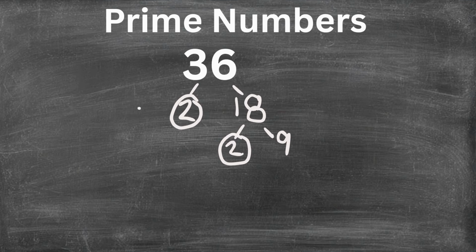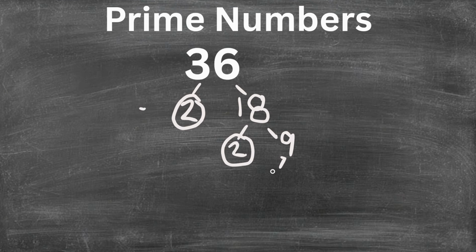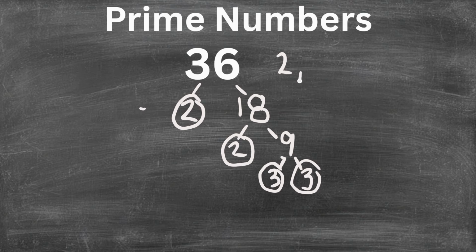And then I know that 9 can be a perfect square, so 3 times 3 equals 9. We're down to prime numbers, so the prime numbers for 36 are 2, 2, 3, and 3.